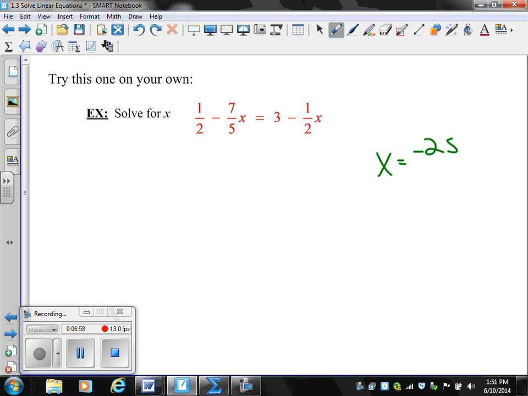So as part of your homework, you're to do out this problem. I want to see the clearing of the fractions. I gave you the answer because I don't care that you have the answer there. I want to see the work. I want to see that you can work through this and you understand the idea of clearing fractions.